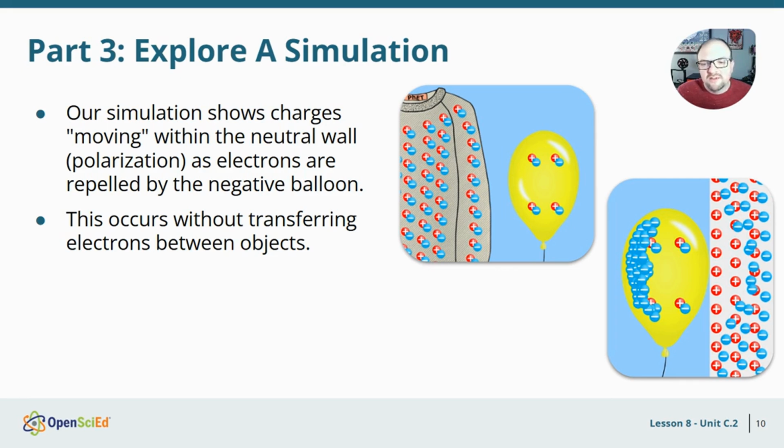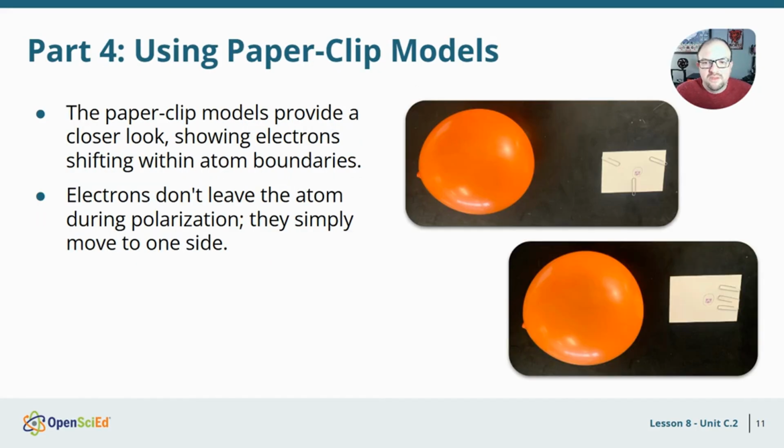When we finally toggle to show all charges, we see that the wall remains neutral overall, but the electrons are repelled away from the surface. This gives us our first evidence that charge can move inside an object without leaving it.